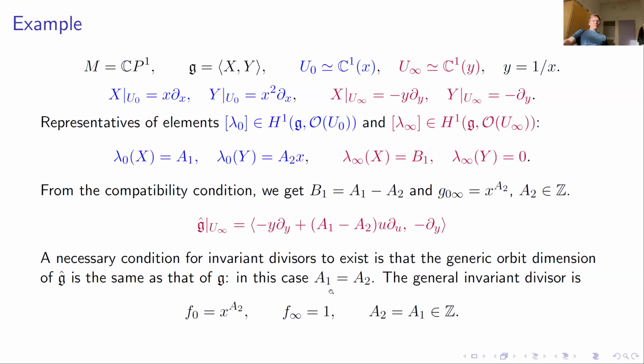And then solving the equations for the invariant divisors with these weights, we get this expression here. So F0 and F infinity are the defining functions for the divisor. Here we see that in this case, A2 has to be equal to A1, and they both need to be integers for this to be a meromorphic divisor. And we also notice, again, that in general they are not the same. So the divisors, the G-invariant divisors, are just Z, while the G-equivariant Picard group is C times Z. In particular, the map is not surjective.